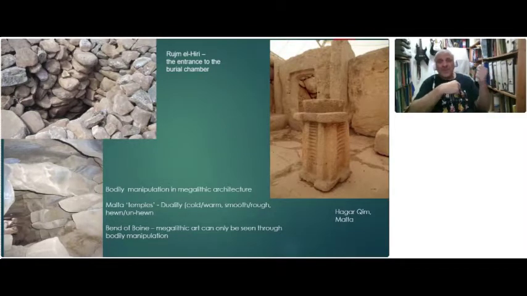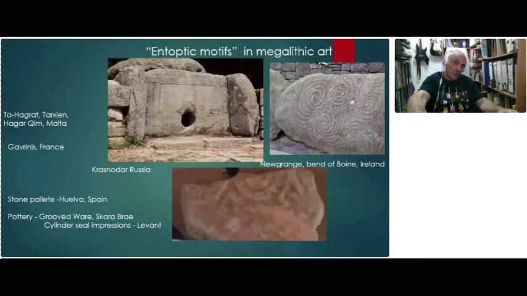The same aspect of bodily manipulation is found in the Bande de Boehm, and megalithic art in Knowth and Dowth and in Newgrange can only be seen through bodily manipulation. You have to crawl inside, you have to look up or down or to the side in order to see the megalithic art on the stone.